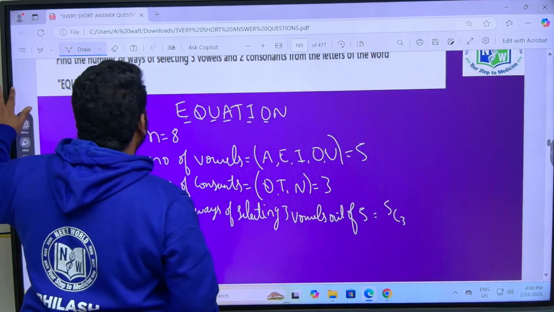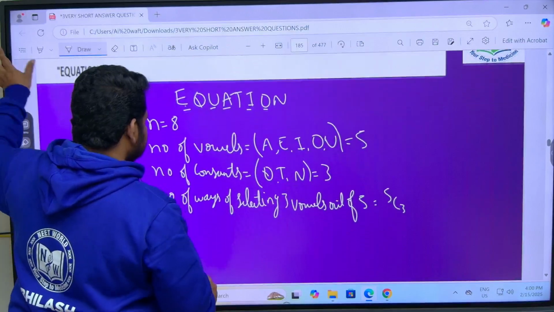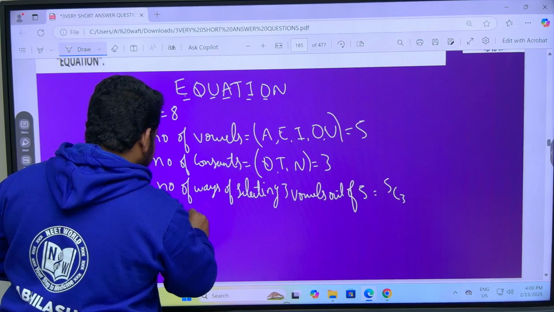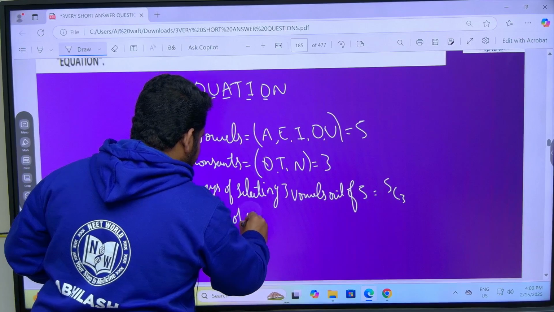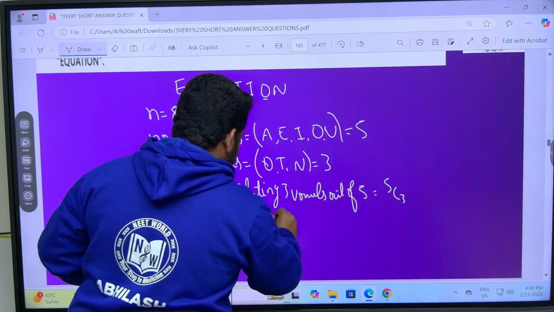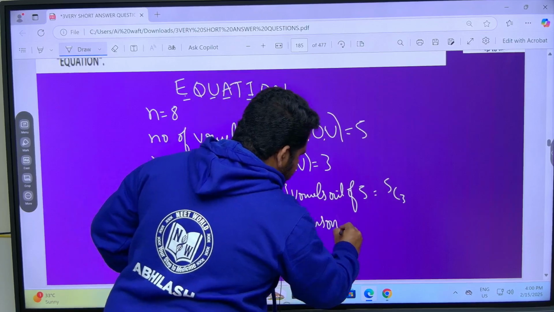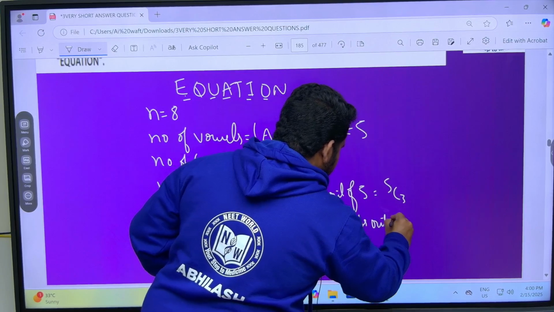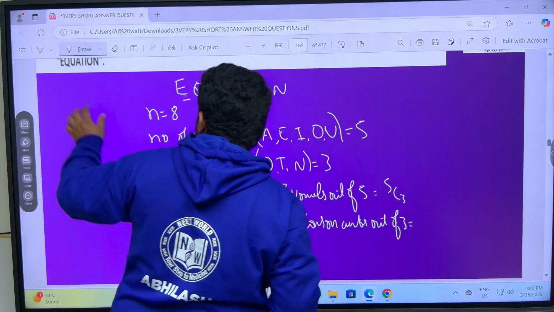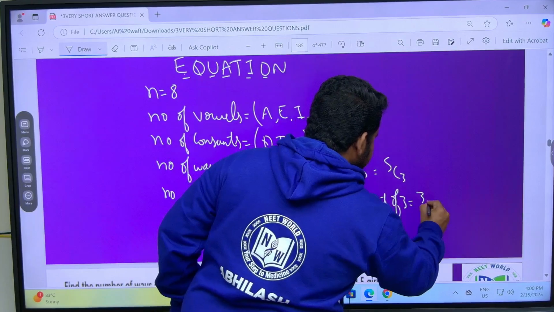Now number of ways of selecting 2 consonants. 2 consonants out of 3, total 3 consonants. So this will be 3C2.